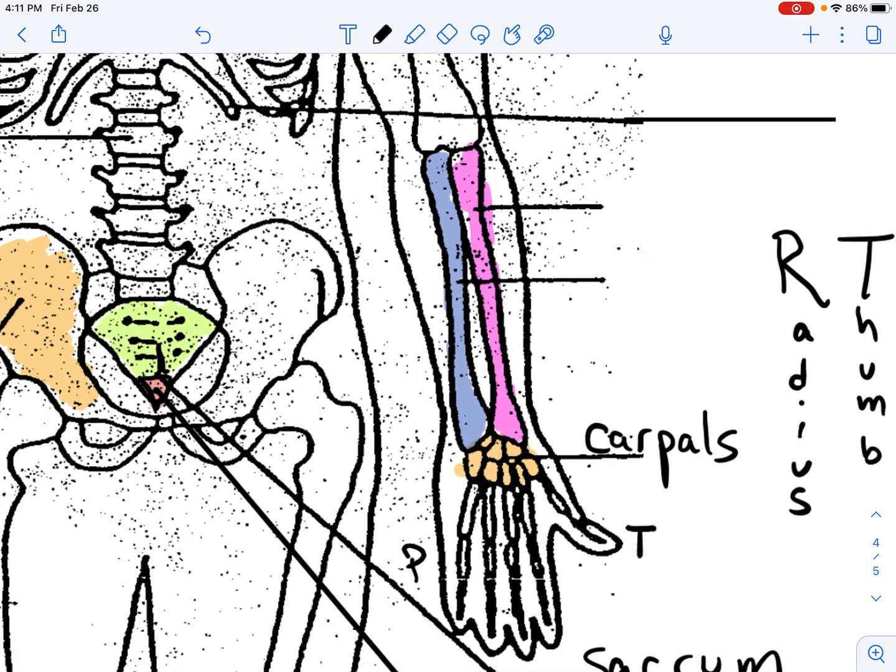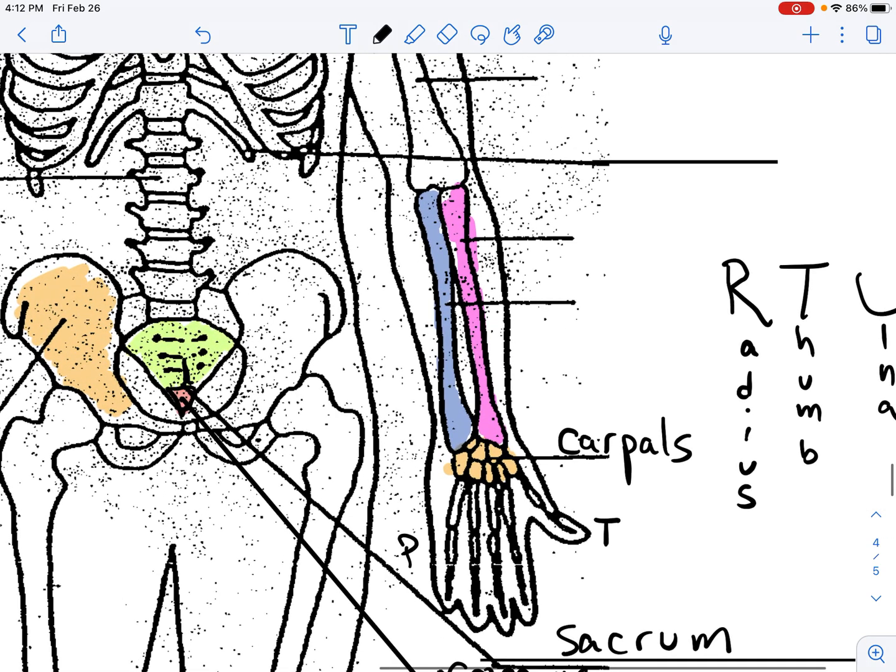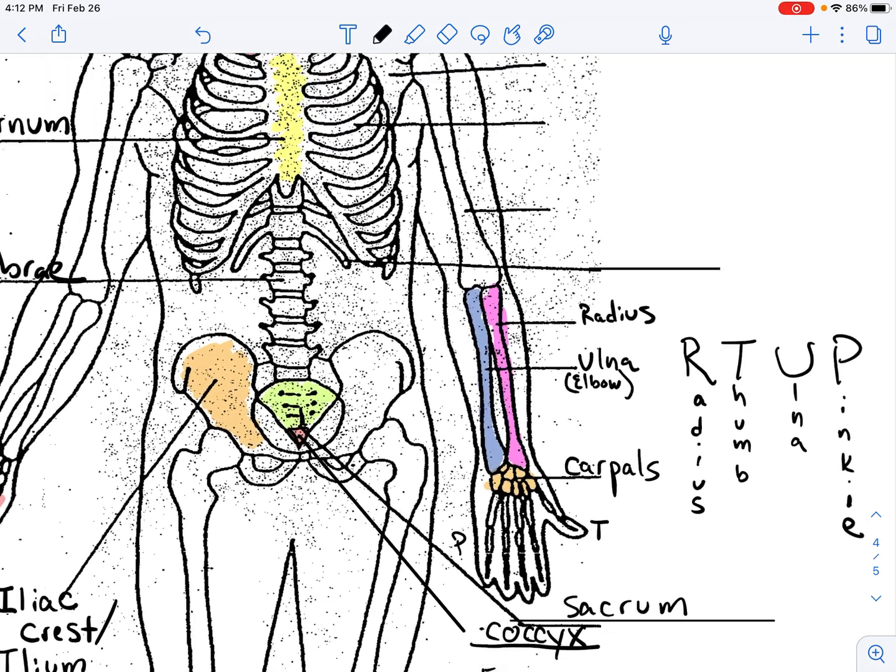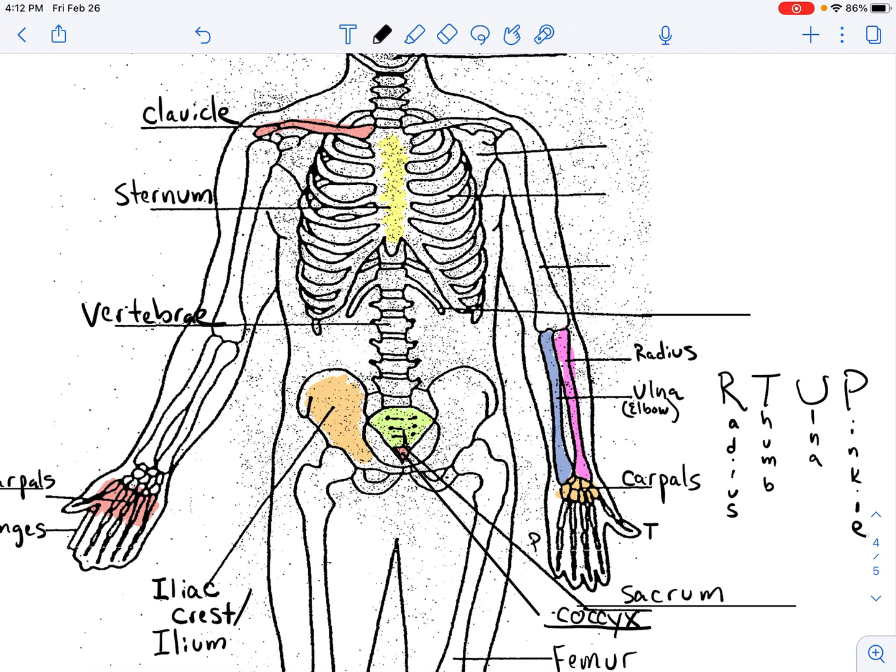So on the thumb side, remember, radius is on the thumb side. That's this one. And the bone that's on the pinky side is the ulna. I also remembered ulna elbow. The bone that gives you your elbow is your ulna.